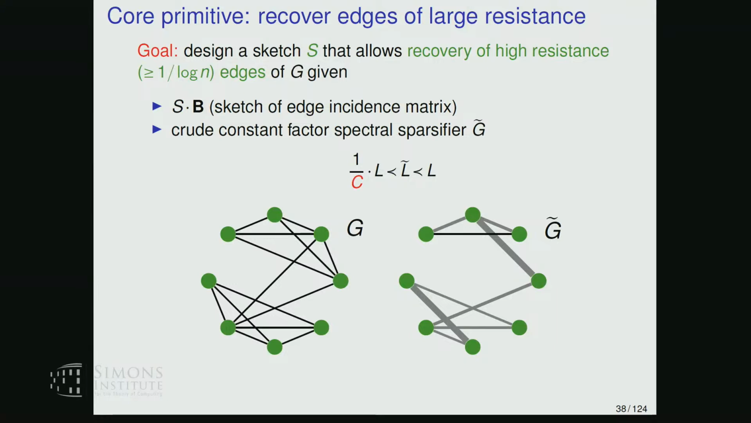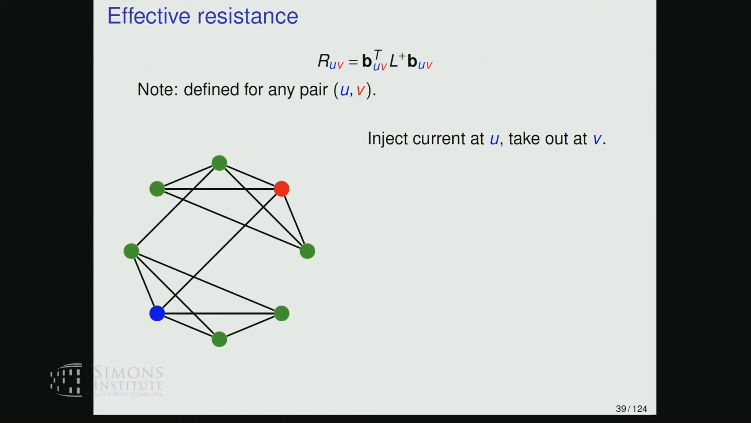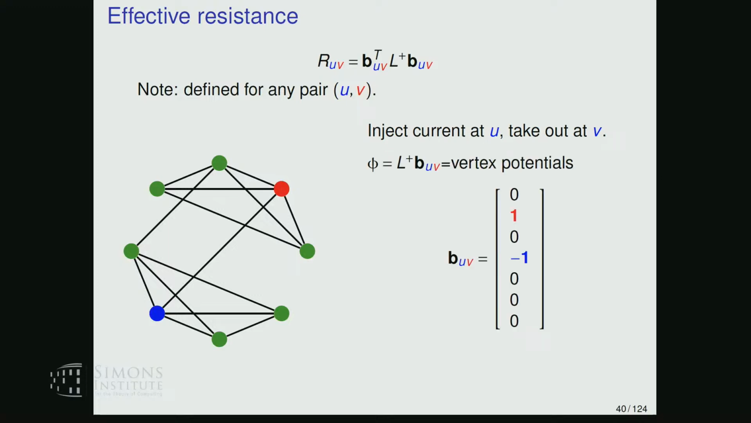Good. And now this problem already has a nice solution, so let me tell you what the solution is. We need to find the high effective resistance edges. So let's recall from Sushant's lecture what that actually means. What does it mean for an edge to have high effective resistance? Well, the resistance between a pair of vertices U and V is the following object. It's the voltage difference across U and V that is induced by the experiment of injecting 1 unit of current at U and taking it out at V. This is exactly what this formula computes.